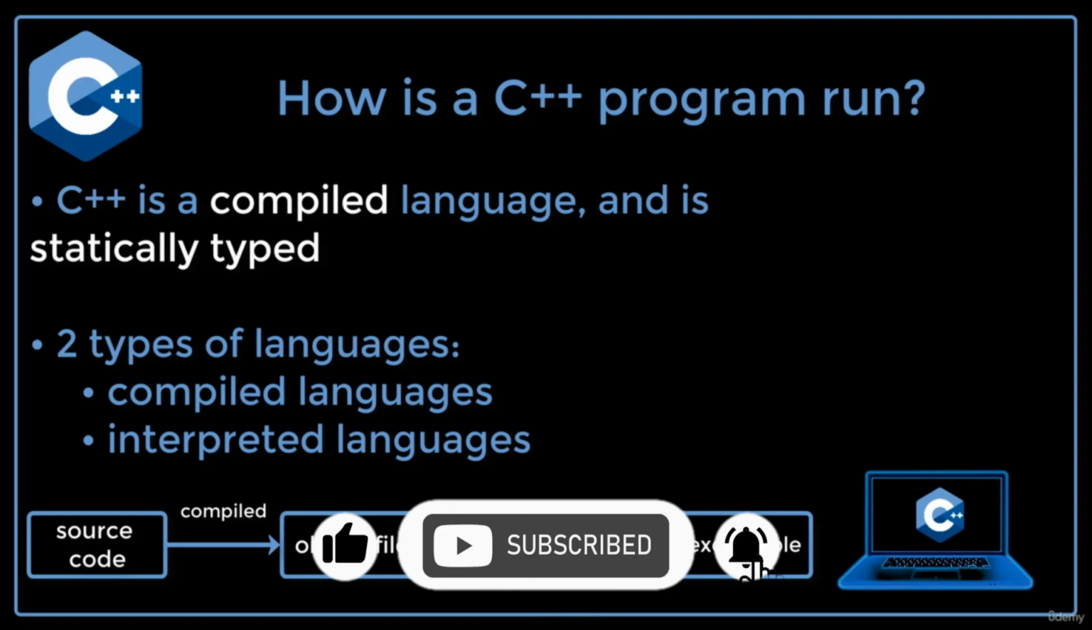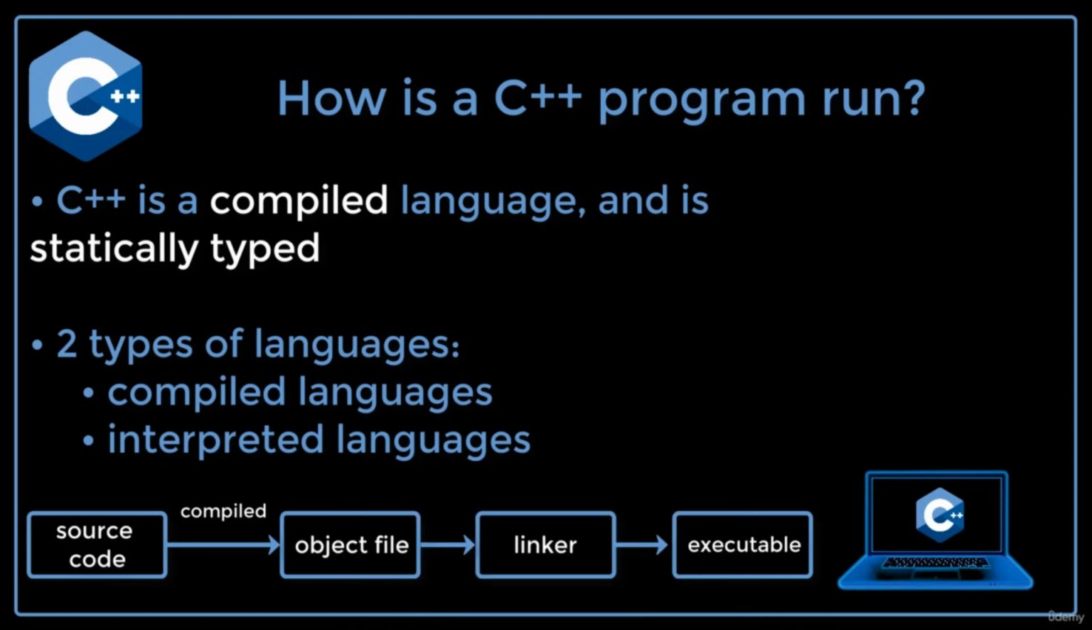An interpreted language is different. It gets run through a program called an interpreter that translates it into machine code line by line. The fact that C++ is a compiled language means that when we run the code, it gets compiled into machine code that is directly executed on the machine and does not need an interpreter, the middleman, so to speak.